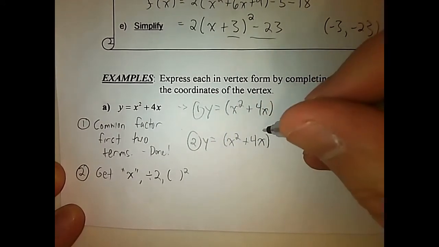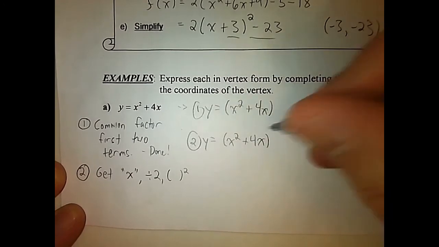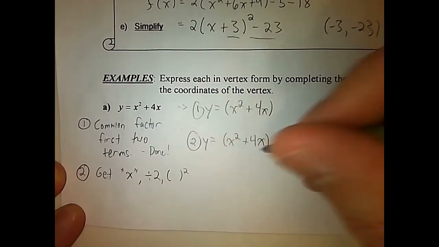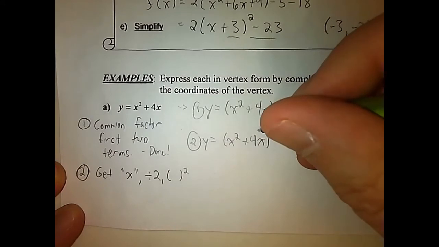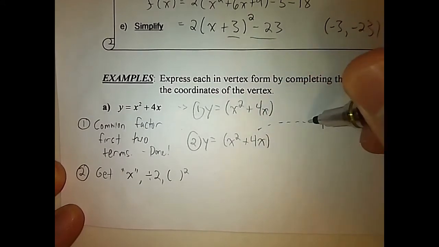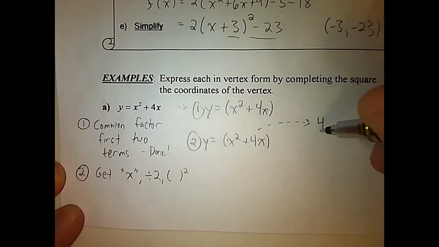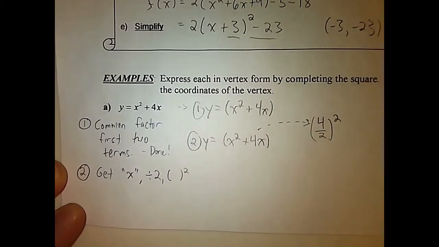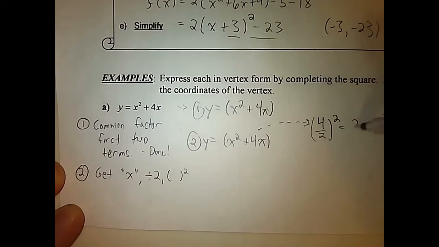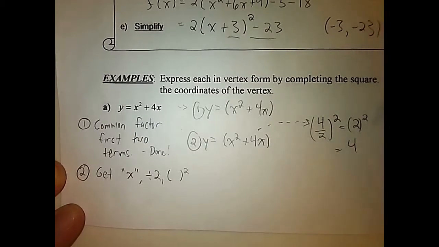So I just kind of do it on the side here. I drew the arrow, but maybe I won't draw the arrow this time. We're just going to get our x term, 4. Do like a dotted line to show that it's not part of the equation, it's just a side equation. Divided by 2, squared. 4 divided by 2 is 2. Squared is equal to 4.